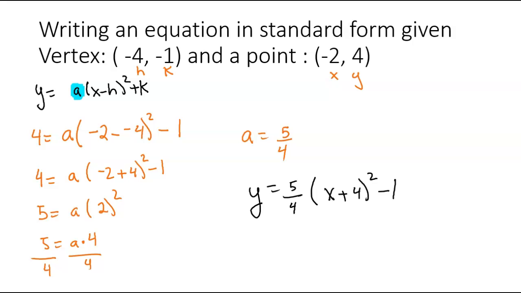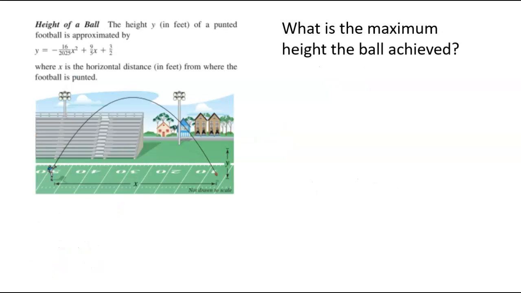All right, last but not least, you have a word problem, and I found a similar word problem for you guys. Here is our question. It's the height of the ball. The height, which is y, in feet, of a punted football is approximated by the equation given to us. Somebody found the equation for the path that the football takes. X is the horizontal distance in feet from where the football is punted.